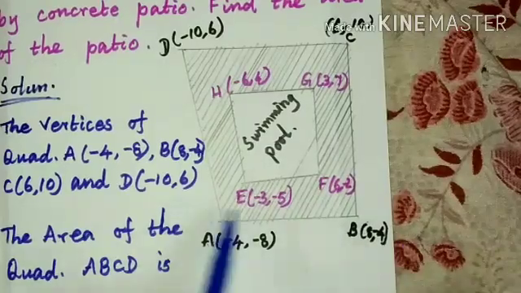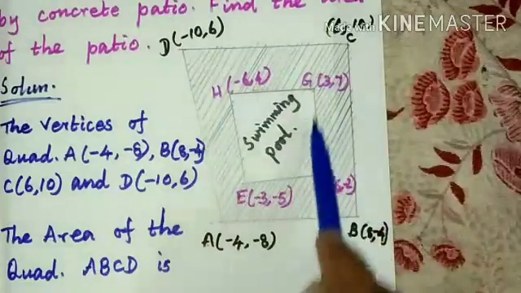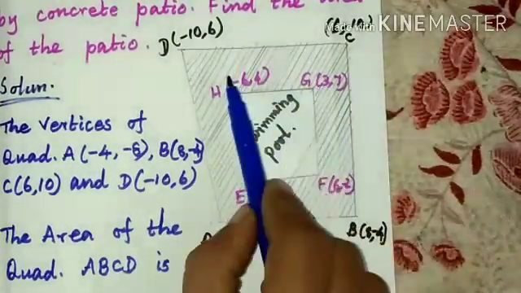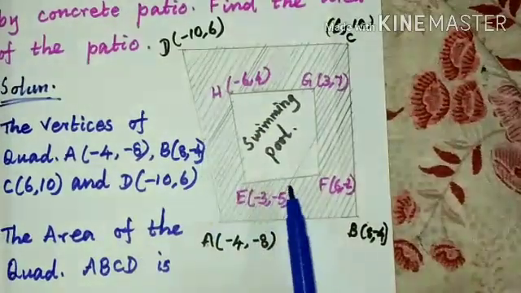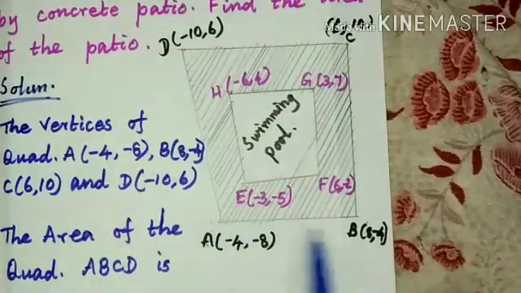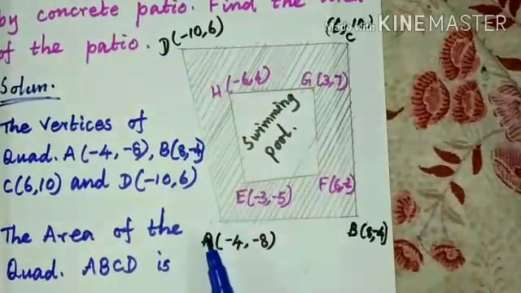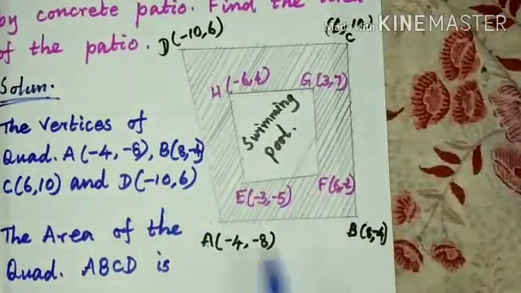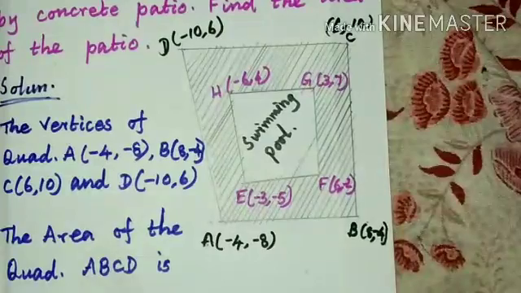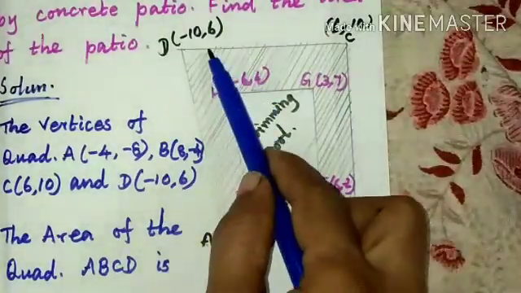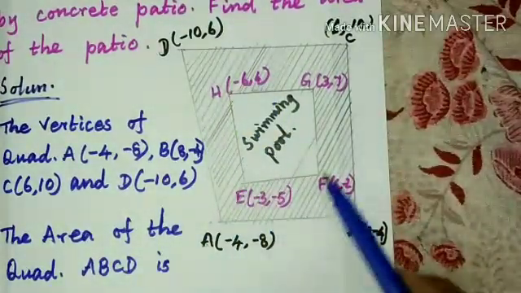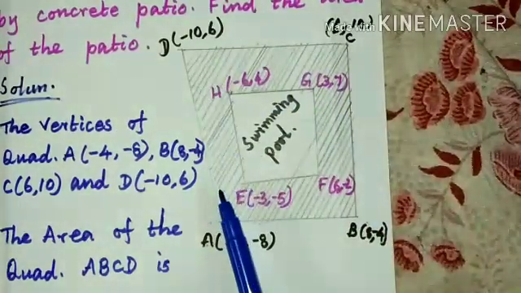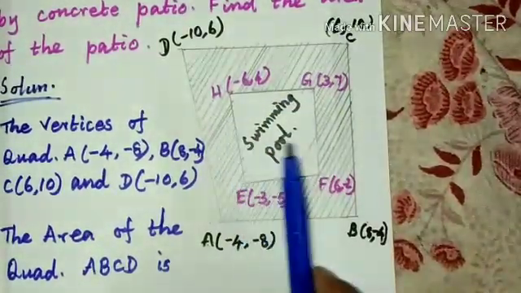First you draw the given figure. This is the swimming pool, which is in the shape of quadrilateral EFGH. Vertices are also given, and this is the outer part of the swimming pool, which is also in the shape of quadrilateral ABCD. So here we have to find the area of the concrete patio. The shaded area alone we have to find.